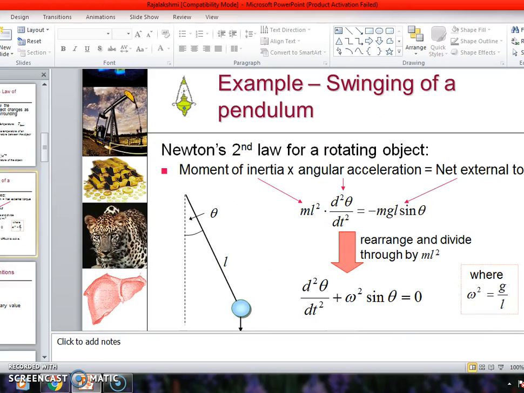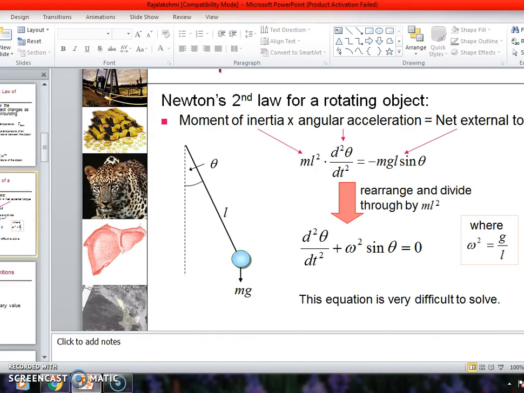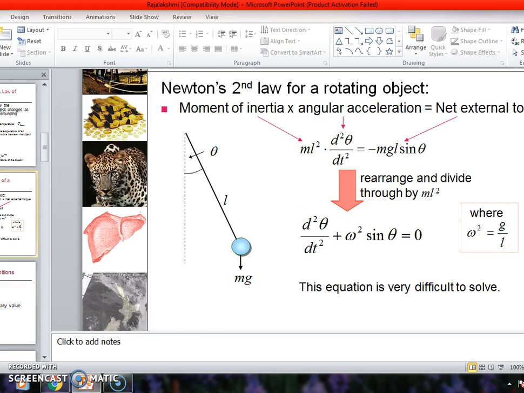Swinging of a pendulum: Newton's second law for a rotating object, moment of inertia times angular acceleration, is equal to the net external torque. ml square into d square theta divided by dt square is equal to minus mgl sin theta. This ordinary differential equation is equal to 0. This equation is very difficult to solve.